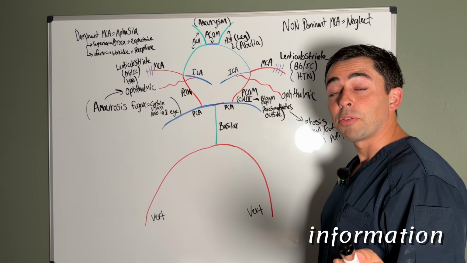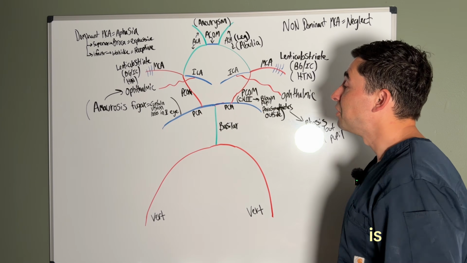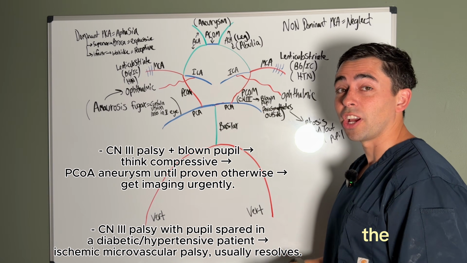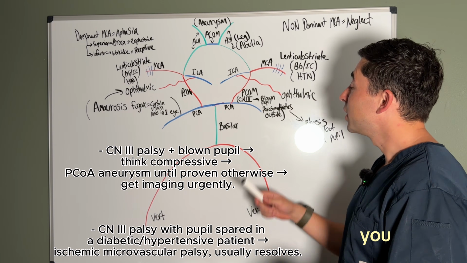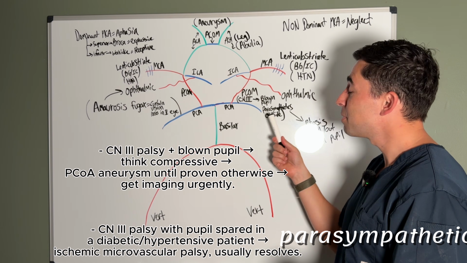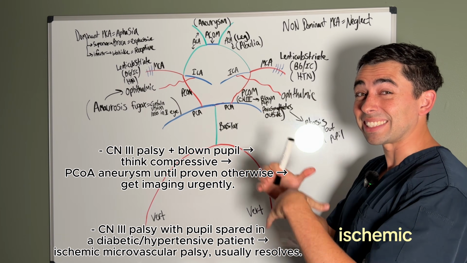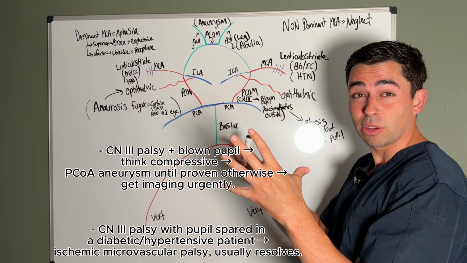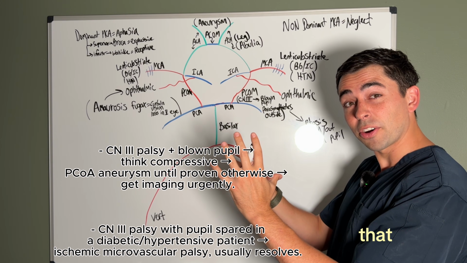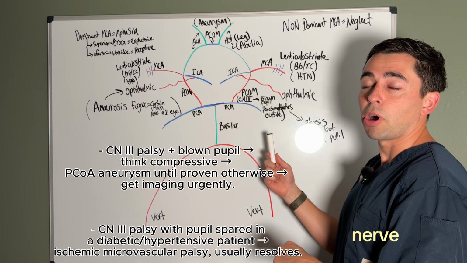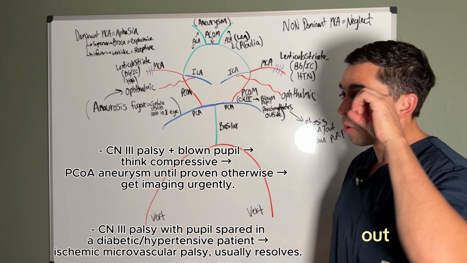Okay, the key piece of information to know and that's high yield for the PCoM is a cranial nerve 3 palsy, because the oculomotor nerve runs right next to the artery. So you get a blown pupil because the parasympathetic fibers are on the outside of the nerve, versus a diabetic ischemic cranial nerve 3 palsy, in which the pupil will be spared, as it is primarily the sympathetic fibers on the inside that are involved. With the oculomotor nerve palsy, you will get ptosis, drooping of the eye, the eye will be down and out, and then a blown pupil.